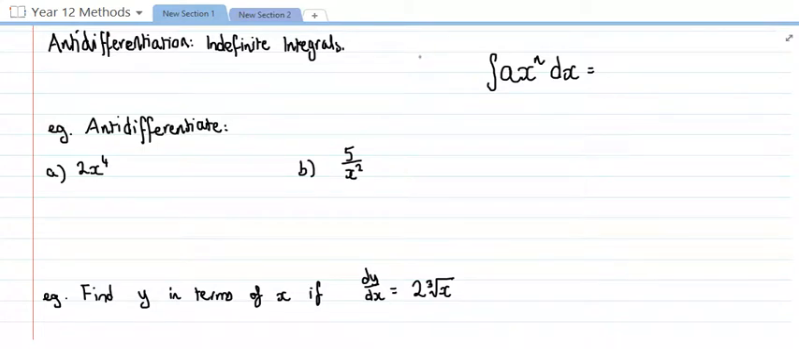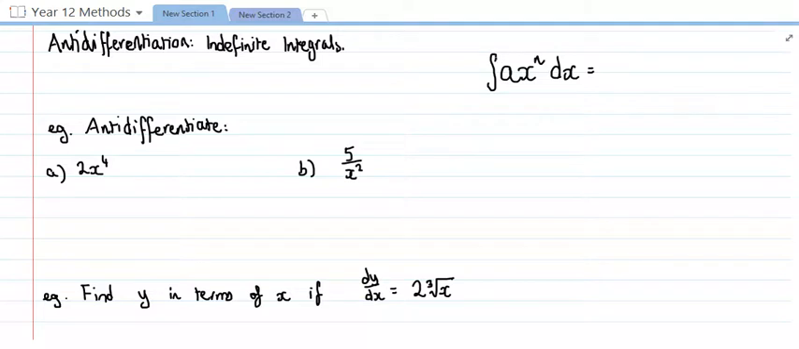But to go over anti-differentiation, firstly, anti-differentiation is the opposite of differentiation. And so in differentiation, what we did was we subtracted 1 from the power, and we multiplied by the original power down the front here, and we're going to do the opposite of that. So instead of decreasing the power by 1, we're going to increase it by 1. And instead of multiplying by the original power, we're going to divide by the new power.